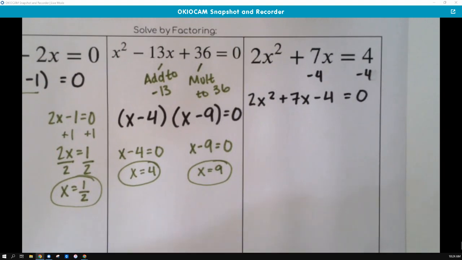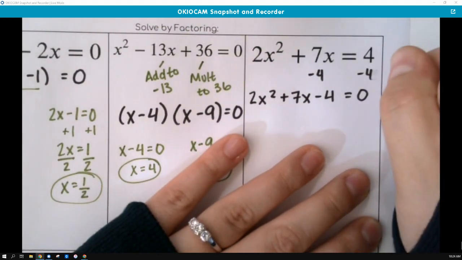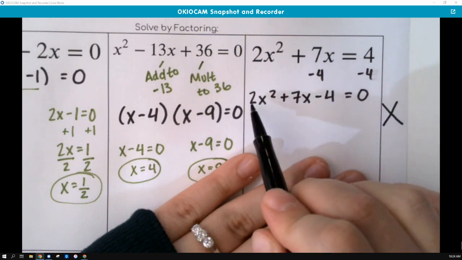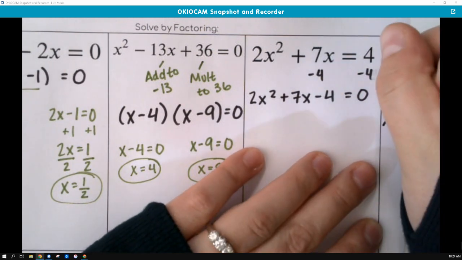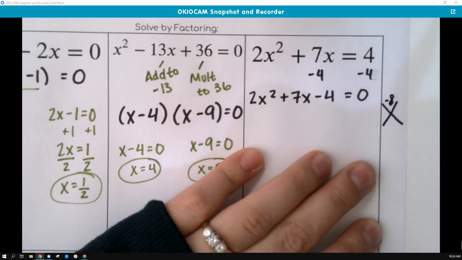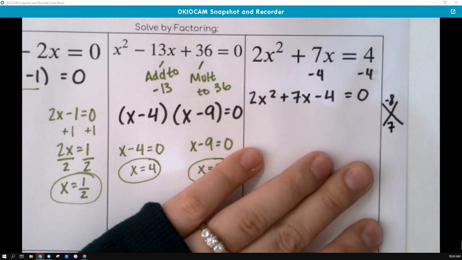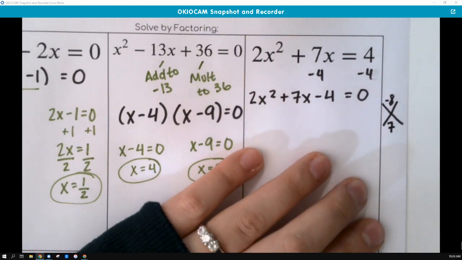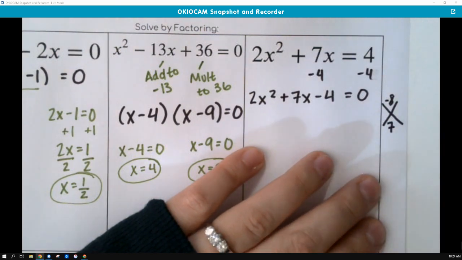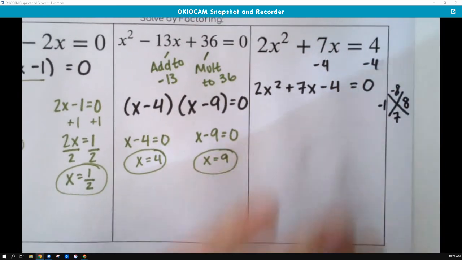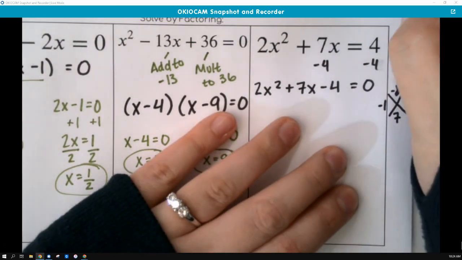So for our AC method, we use that little x. We find two numbers that multiply to a times c, so that's multiply to negative 8, and they need to add together to be 7. So it's going to be 1 and 8. And then we make the 1 negative so that the 8 adds together to be positive. So we're going to split into negative 1 and positive 8. Negative 8 came because it was my a times c.